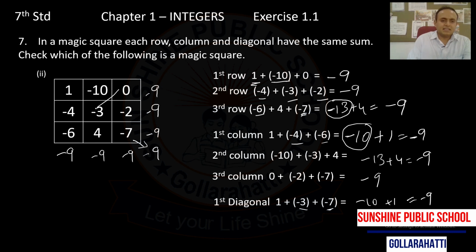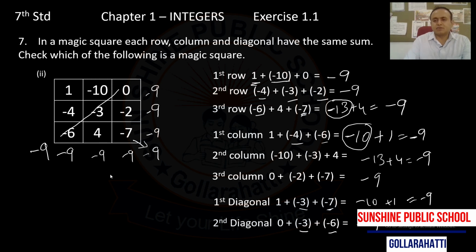Now let us check the second diagonal. That is the second diagonal, 0 plus minus 3 plus minus 6. So minus 3 plus minus 6 gives minus 9. Same sign add and put the same sign. That's all. So you got minus 9 here also. By this we can say it's a magic square. So it is a magic square.